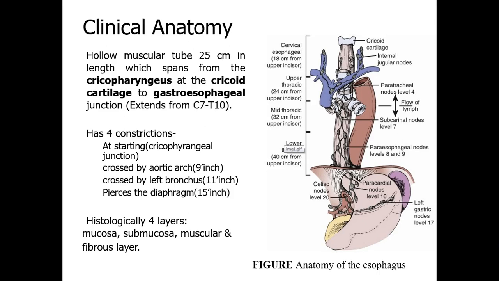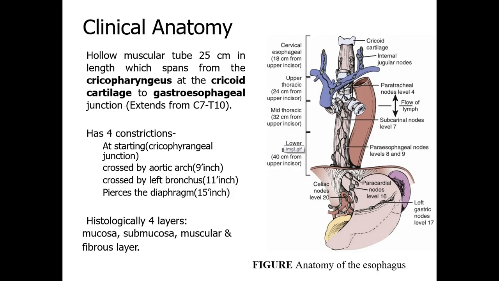then where the left bronchus crosses, that is 11 inches, and when it pierces the diaphragm and becomes the abdominal esophagus, that is 15 inches. These 4 constrictions are very important for an endoscopist to know, to prevent iatrogenic perforation, which we have already read, that is the Boerhaave syndrome.